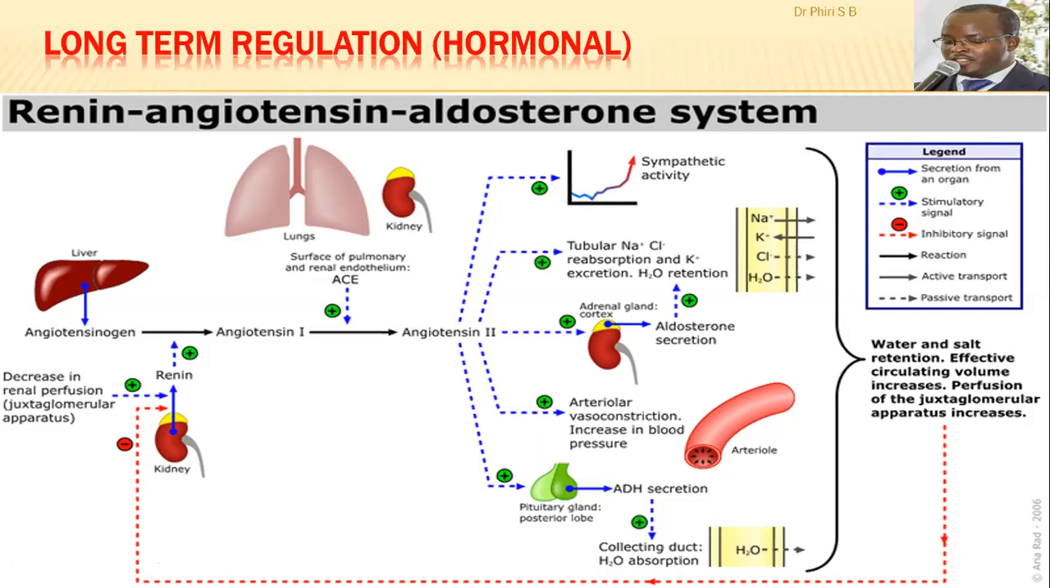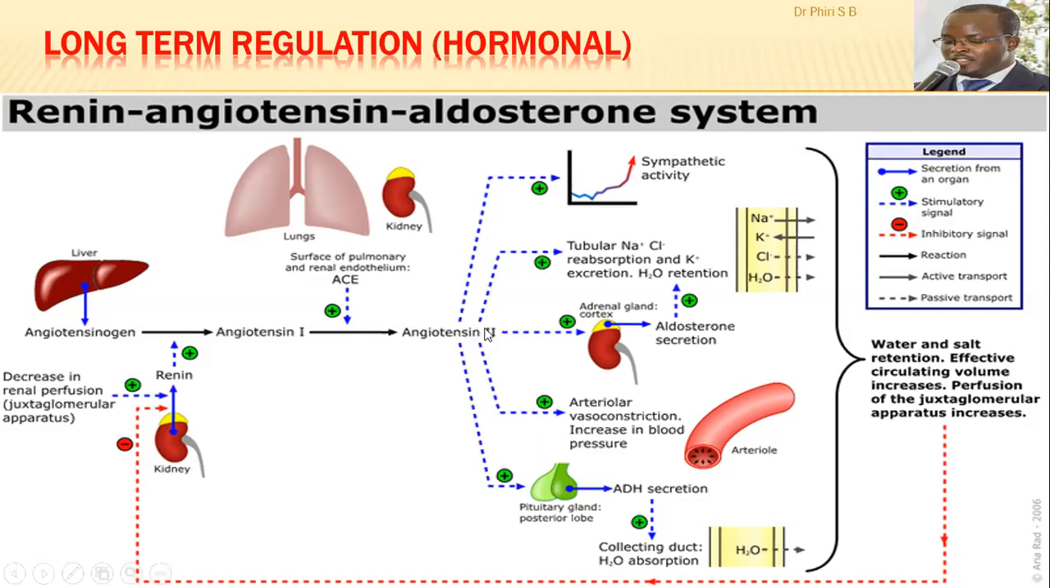At the same time, it's going to cause vasoconstriction of the smaller arteries. So if you have vasoconstriction of the smaller arteries, total peripheral resistance is going to increase. If total peripheral resistance is increasing, we said blood pressure is also going to increase.